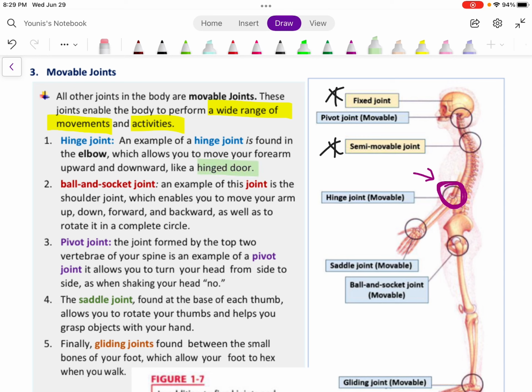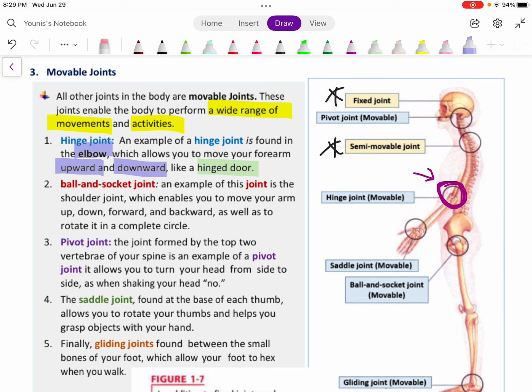A hinged door. You know, there are some doors that when you open or close, like those of the roof, you pull the handle of the door upward, and then when you close it, downward. So it's like a hinge joint. It just provides two types of movement, upward and downward. Where is the hinge joint found? It is found in the elbow joint.